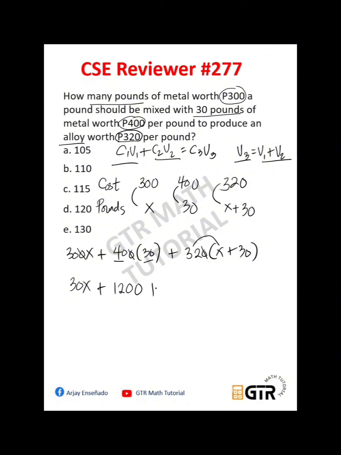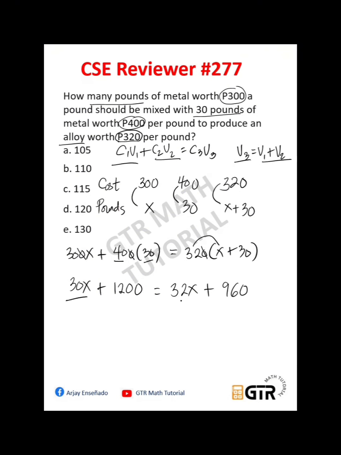So sorry, the sign of this should be an equal sign. So 32 times x, we have 32x plus 32 times 3. So that will be 3 times 2 is 6. 3 times 3 is 9. Just copy the 0. So we have 960. Now solve for x.